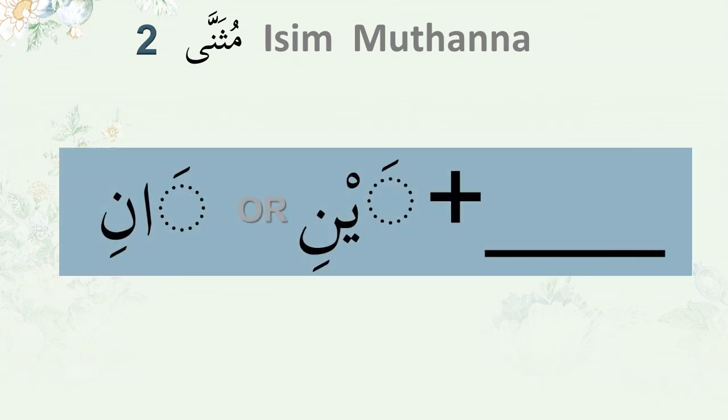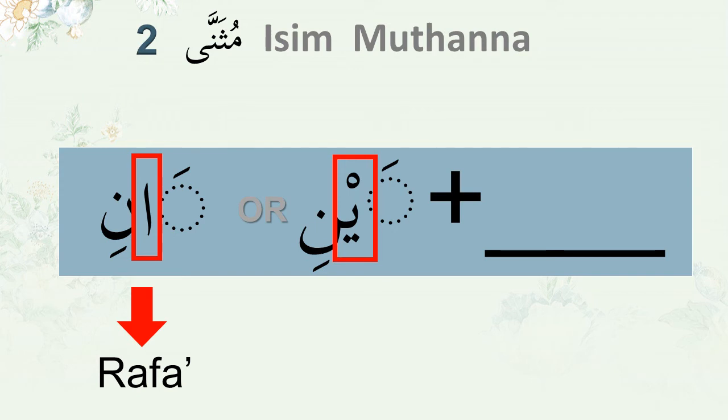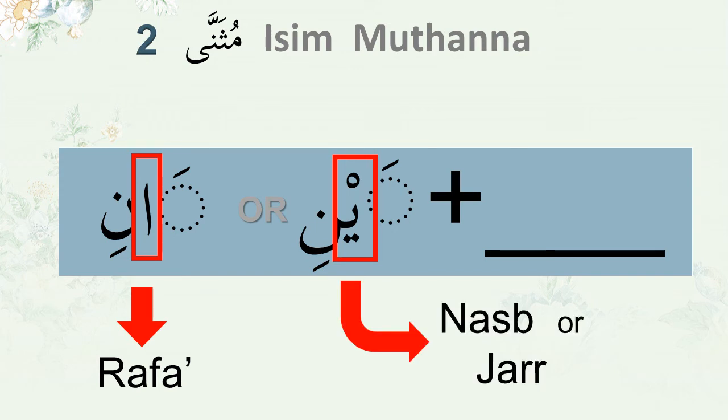Let's turn our attention to dual nouns or isim musanna. We already learned that these are isim which end with ani or aini. How do we tell the i'rab? Unlike the previous case, we can't look at the last letter nun because it always ends with kasrah. So you have to look at the letter before the nun. When its second last letter is alif, as in the suffix ani, it is rafa. When it's ya in the suffix aini, it can be either jar or nasab.